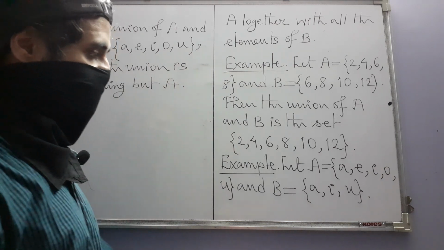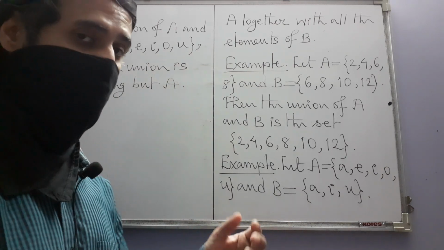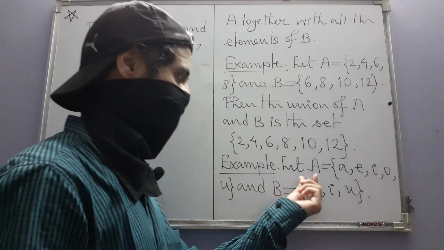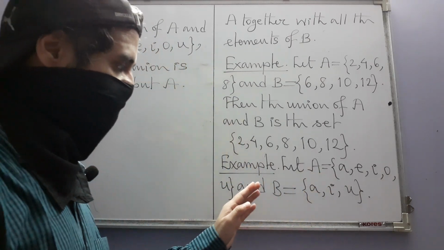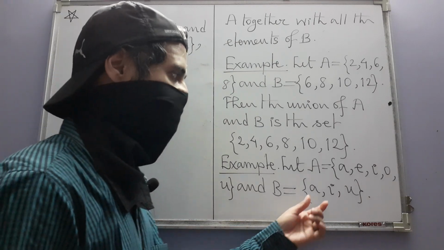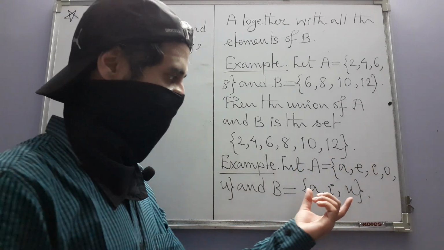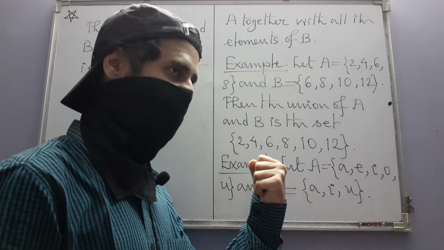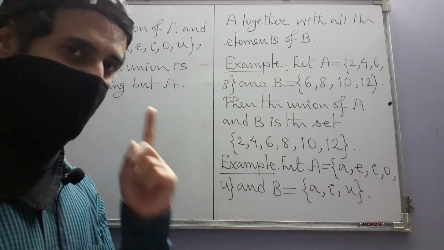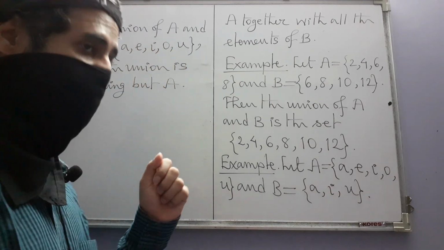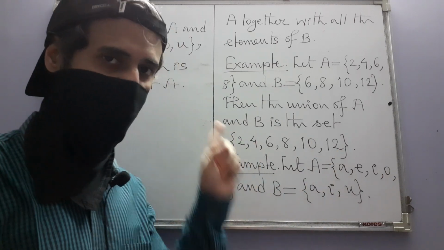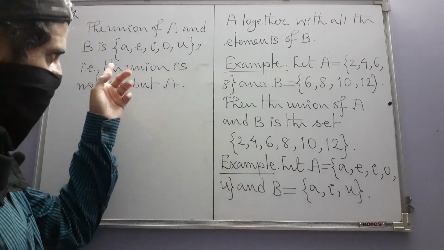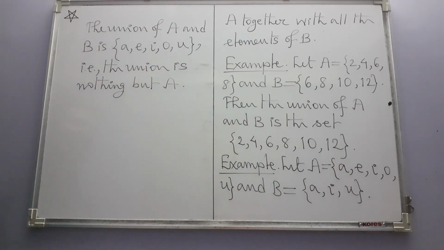And this gives you an idea of a general situation. Namely, that if you take two sets A and B, such that B is a subset of A, so that the elements in B are already there in A, then the union of A and B will be A, always, not just in this case, because of the definition of union.